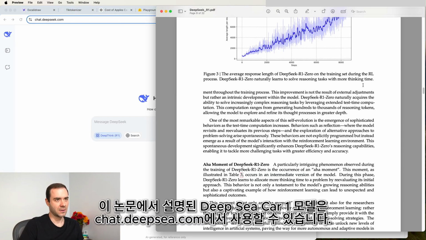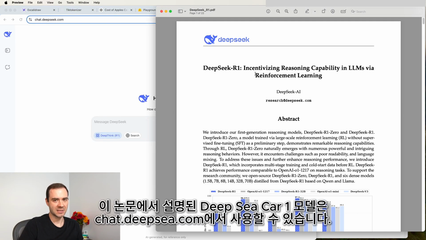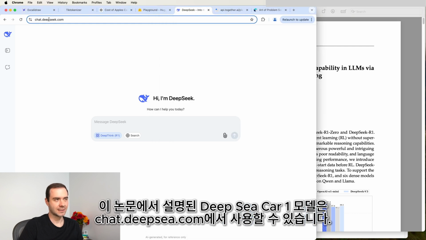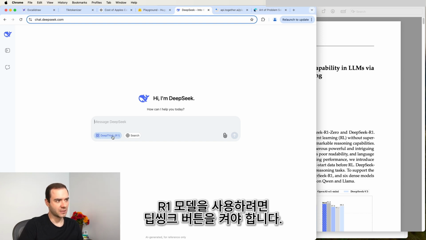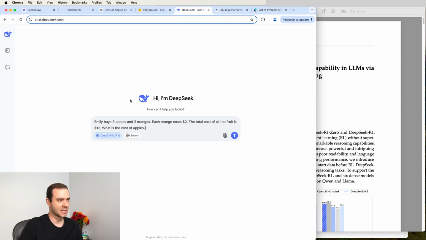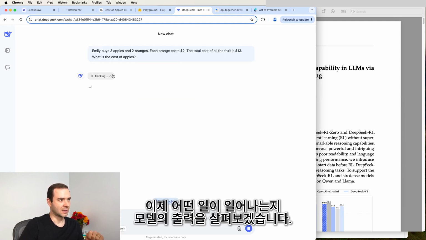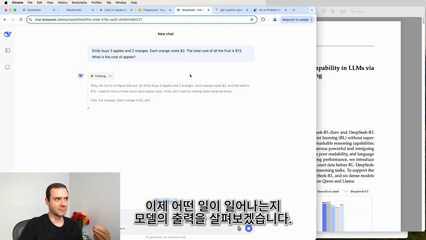So this model described in this paper, DeepSeek R1, is available on chat.deepseek.com. So this is the company that developed it, hosting it. You have to make sure that the Deep Think button is turned on to get the R1 model, as it's called. We can paste it here and run it. And let's take a look at what happens now and what is the output of the model.